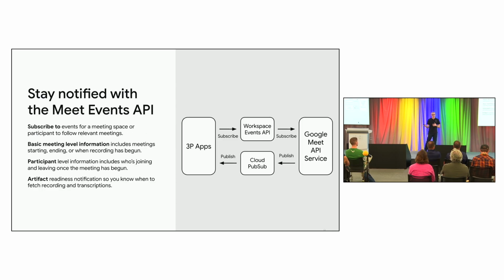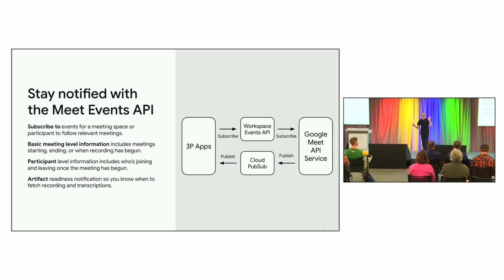As well, the Meet Events API. So again, you can subscribe to events at the meeting space or the participant level. So again, if you want to know when a meeting has started or ended, this is where you can poke people to say, hey, you're missing something. If you want to know who's actually in the meeting, we can talk about that there. And you can also get notifications on when those recordings or transcripts are ready if you want to actually be able to disseminate that information.